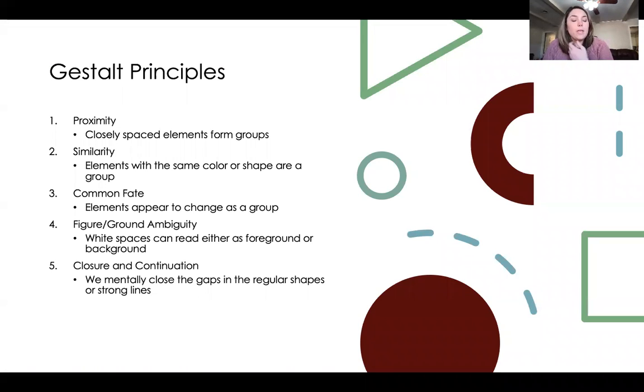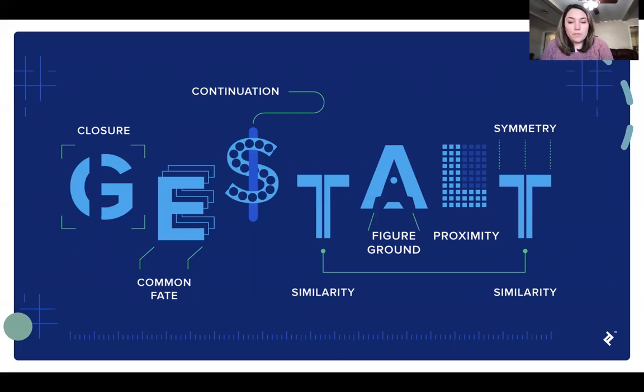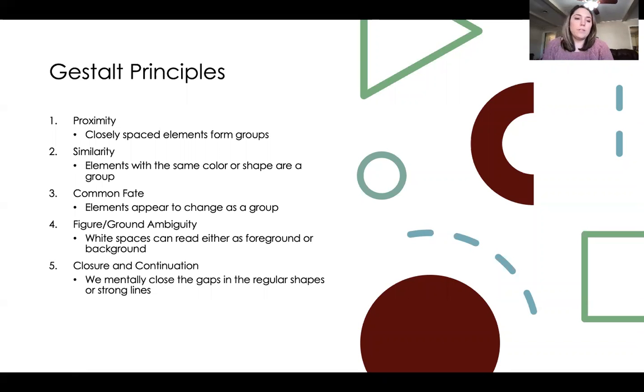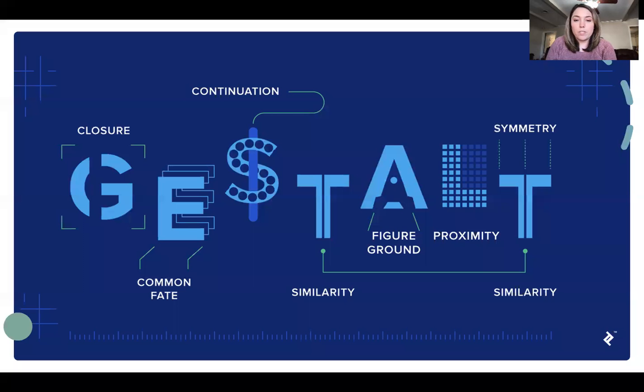So proximity: closely spaced elements form groups. If you see here, the L is what they are talking about for proximity. All those little squares work together to make an L, and you recognize that. Similarity: elements with the same color or shape are seen as a group. So they're saying that both of these, the little t's, are seen as similarity, and the t is also symmetry.